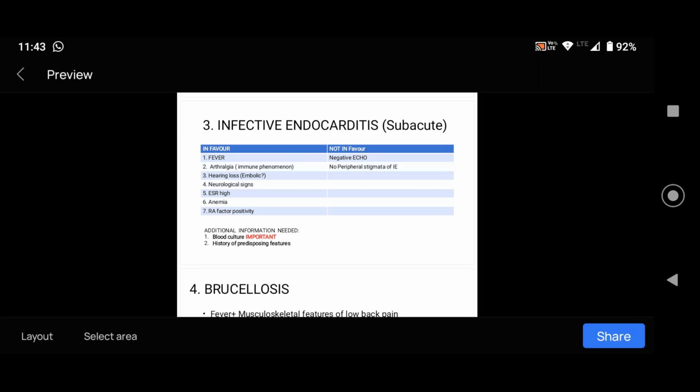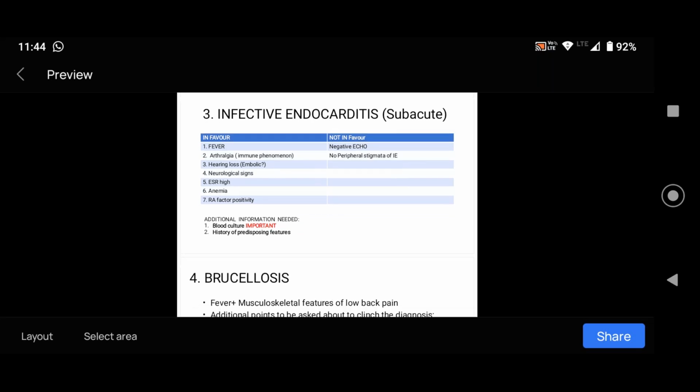And then when we did the investigation, the ESR was high, we had anemia, and we had RA factor positivity, which again fits in a minor criteria for infective endocarditis. But then we were a bit apprehensive, because the echo that was done was absolutely normal. So echo forms a part of the major criteria in the modified Dukes. So that was ruled out.